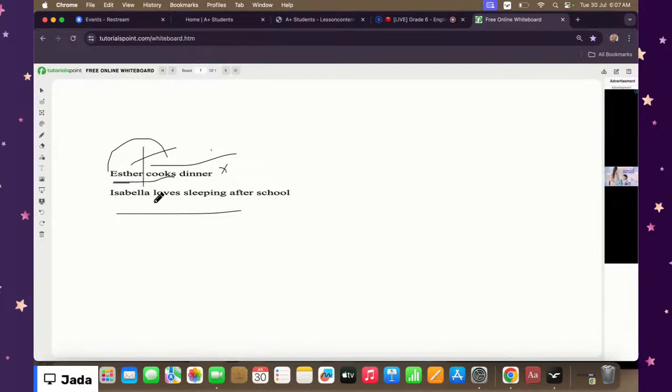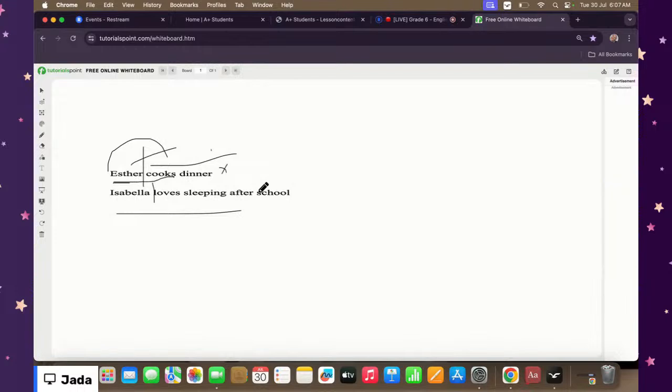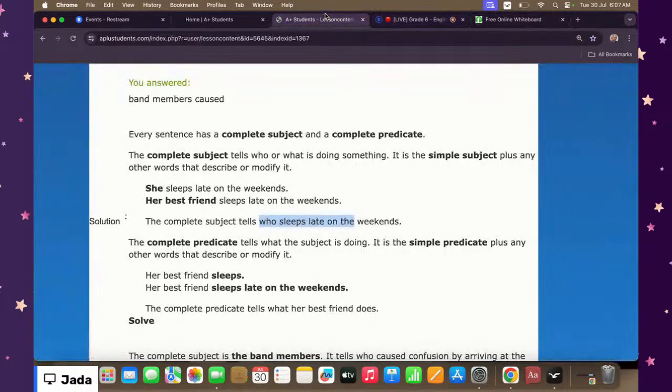Isabella loves sleeping after school. Now, if you just say loves sleeping after school, we have no idea who loves sleeping. But we need to add a name or pronoun, Isabella or she, anybody, you can use that just to signify that this is the subject, okay? So that's how we can identify the subject in the complete sentence, okay?